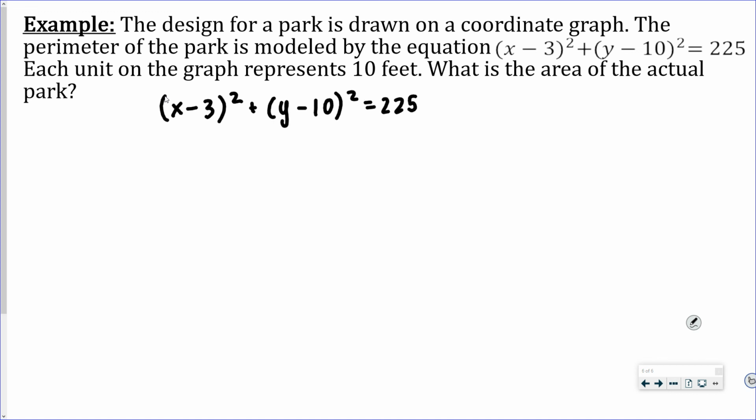Let's think ahead for a minute with what I'm trying to find. I'm trying to find the area of the actual park. Well, if this forms a circle, I need to find the area of that circle. And how do I find the area of a circle? Pi r squared. That's how I find the area of a circle.